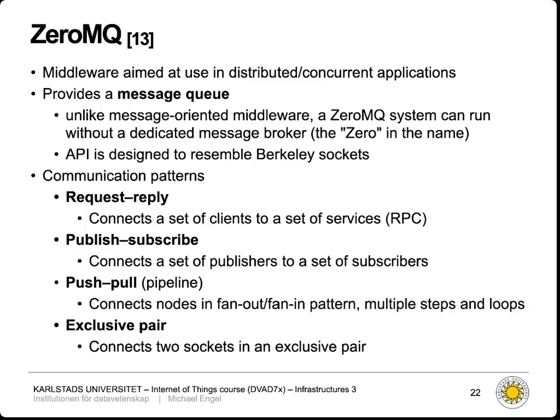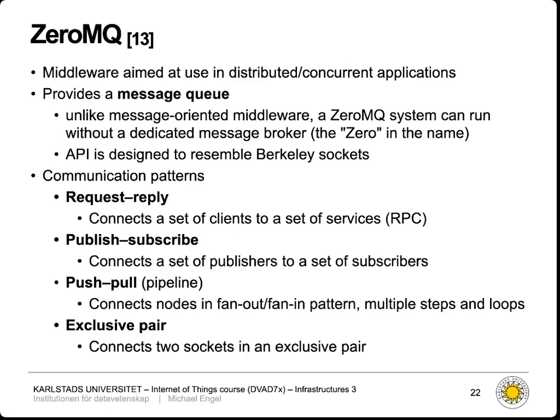The API of ZeroMQ is designed to be very familiar to people who have programmed internet applications before. So it's designed to resemble the most commonly used interface for network programming, which is called Berkeley sockets. This is available in Unix, but also in Windows, for example. And this has several communication patterns, like a request-reply pattern, so you can connect a set of clients to a set of services. This functions like a remote procedure call, or RPC.